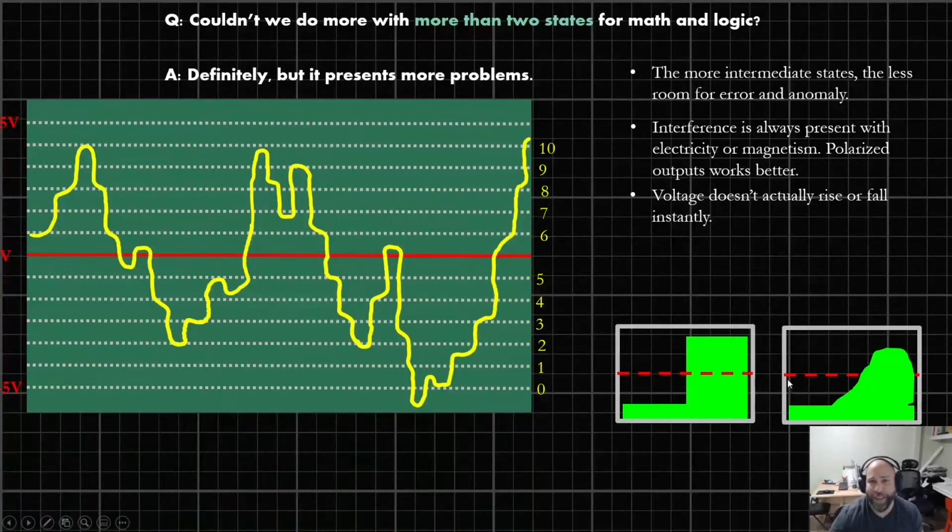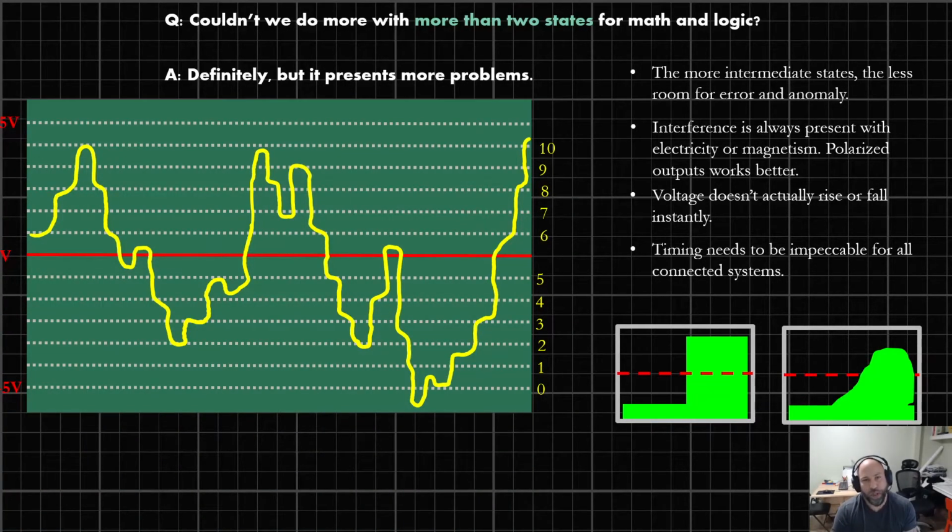So we like to think that the world is an instantaneous 5 volts, we're jumping up and then we'll be able to drop down. But it's not like that, especially when you're using things like contact switches. There's things called electrical bounce. So we just don't have the perfect world of these square waves all the time.